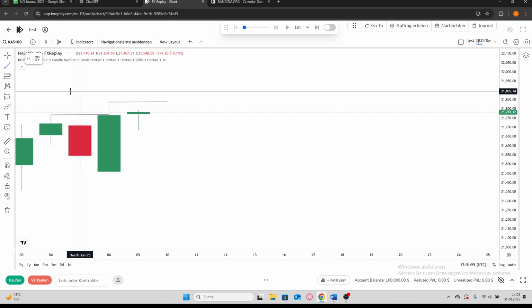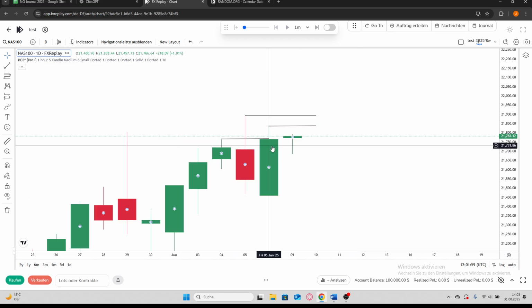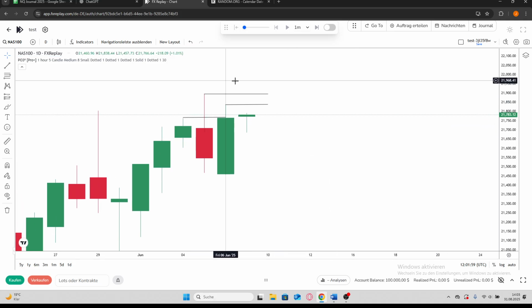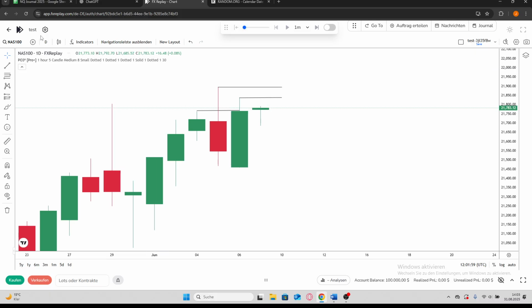So we have 2 perspectives. The first one is, at first I want to look for longs into these highs. But when we reach the highs, before I can take a trade, of course, we can also look for shorts once we hit these highs. And that's it.